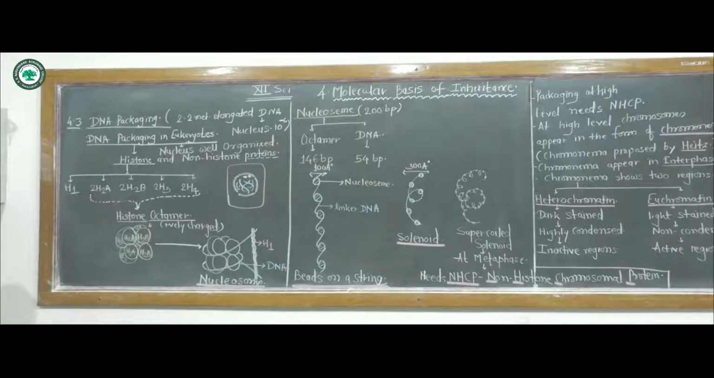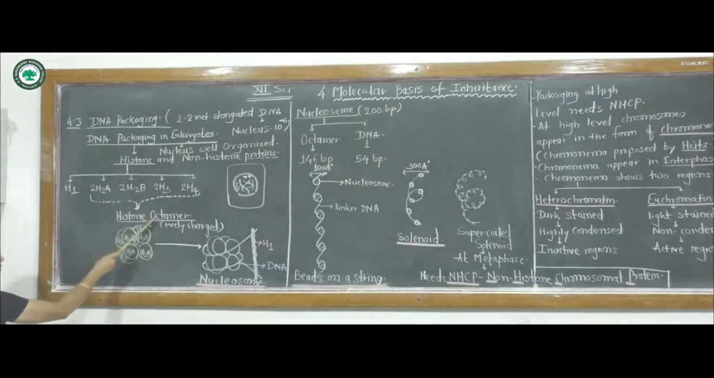Out of which, except H1, the remaining 4 types of histones, with 2 molecules of each type, together form the 8 molecule structure, the basic unit called the octamer. The octamer is the basic unit in the packaging of the DNA. The octamer means the 8 molecules of histone proteins.